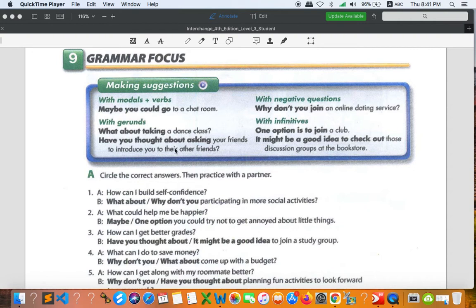Have you thought about asking your friends to introduce you to their other friends, just like with gerund here? With negative questions, why don't you join an online dating service? And with infinitives, one option is to join a club, or it might be a good idea to check out those discussion groups at the bookstore. Okay, so these are ways that you can make suggestions. So let's find out about the forms of each.